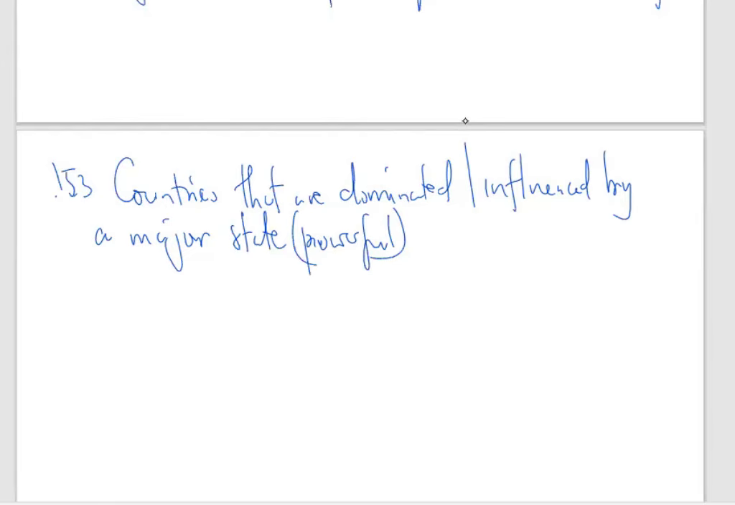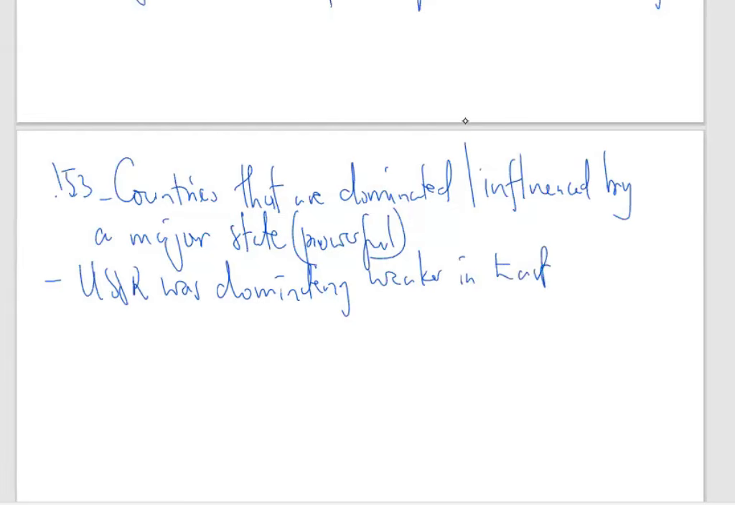When I look at a satellite state, we are looking at a state that is dominated or influenced by a major state which is powerful. So whatever the state does is determined by the decision of a powerful state in domination. In this instance, we are saying the USSR in the context was dominating weaker states in East and Central Europe. Those states were the satellite states.